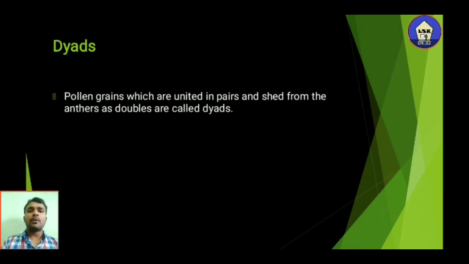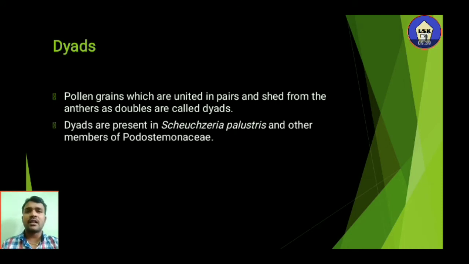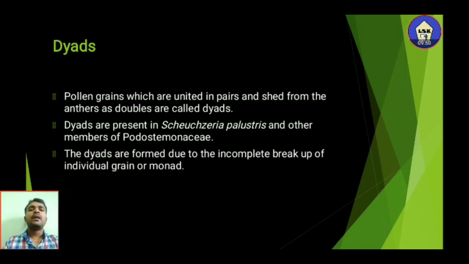The next, another very important type of pollen grain formation, is dyads. In most plants, tetrads are formed, with four pollen grains in a group. But in some plants, dyads are produced. The name itself indicates a group of two microspores. Pollen grains which are united in pairs and shed from the anthers as doubles are called dyads. Dyads are present in Sauvagesia palustris and other members of Podostemonaceae. These are the plants which show the production of dyads. The dyads are formed due to incomplete breakup of the tetrad into individual grains or monads. Due to the failure of separation of the microspore tetrads, the pollen grains remain in a group, leading to the formation of dyads.